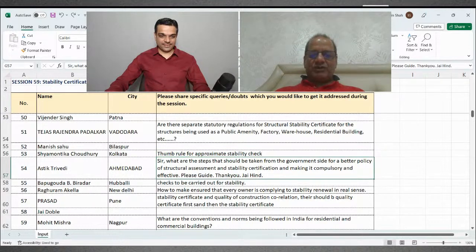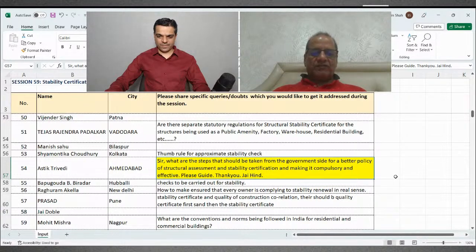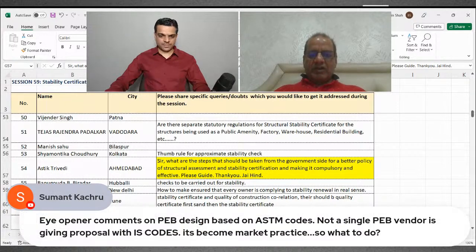What are the steps that should be taken from the government side for a better policy of structural assessment and stability certification, and making it compulsory and effective? There is a policy. NBC specifies that. In India, we are lacking in the implementation of the policies. We are unable to take a decision that across the country only NBC will be followed. Still, that is not there.